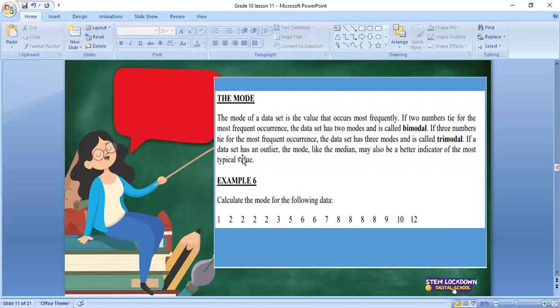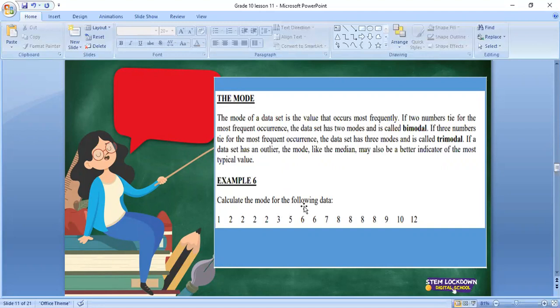and then if a data set has an outlier, the mode, like the median, may also be a better indicator of the most typical value. So that means the presence of an outlier does not affect the mode. Outlier does not affect the median. So only the mean is being inflated by an outlier, or is being reduced. Only the mean is affected by an outlier. So sometimes, in the presence of an outlier, the mode could be the best measure of central tendency.